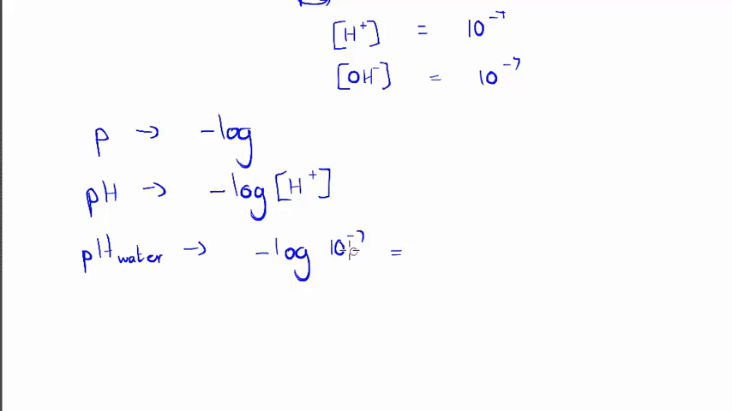And this simplifies, if you use your calculator or your rules, you multiply the 7 and -7 in front, it becomes +7. Log of 10 is equal to 1. So your answer is 7. But water is the standard. So if we change the temperature, pH changes. So 7 is the neutral pH at 20 degrees.